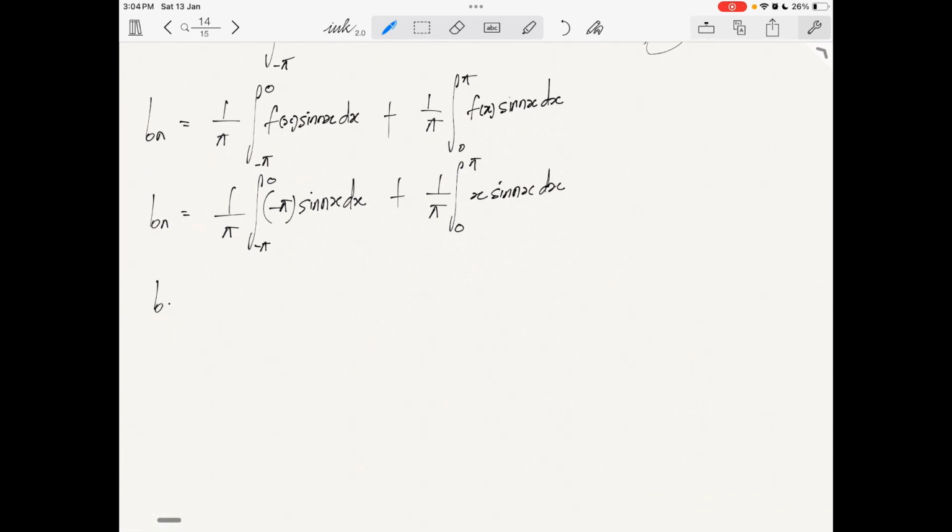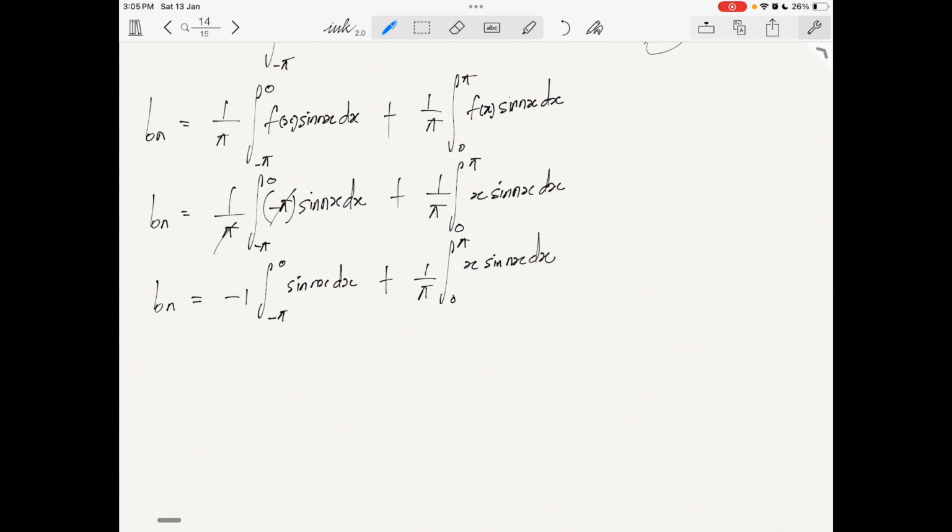So bn, when pi cancels minus pi, we have minus 1 integral of minus pi to 0 of sine nx dx plus 1 over pi integral of 0 to pi of x sine nx dx.